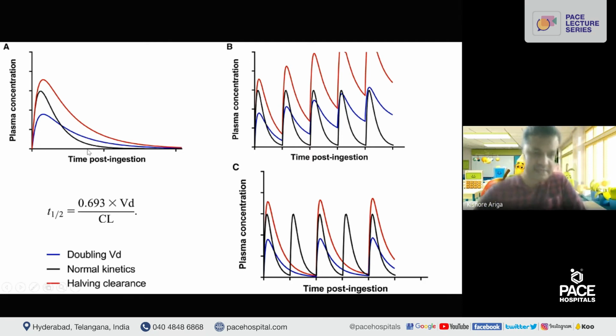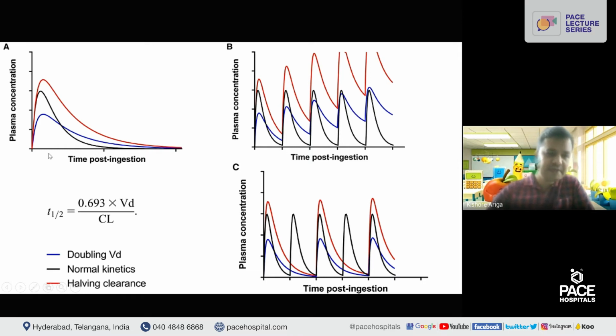Here the x-axis shows the time post ingestion of the drug, and this is the plasma concentration. The blue line shows the graph where there is doubling of the volume of distribution. As I've already told, if the volume of distribution doubles, T-half doubles. And the red line shows the clearance is decreased. If the clearance is half, the T-half also obviously doubles. And the black line is of the normal kinetics.